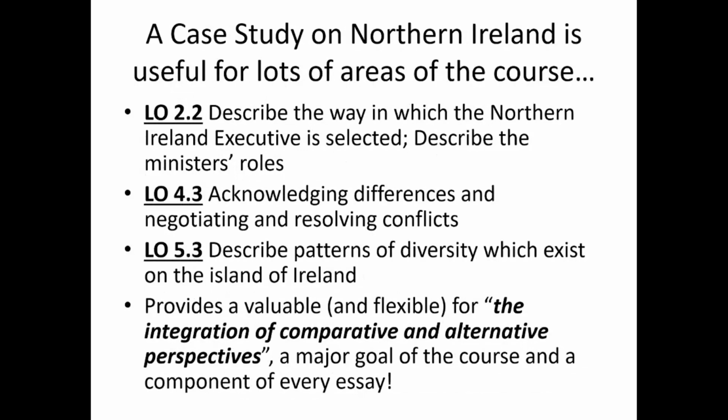Just to be specific to the spec again, we mentioned Learning Outcome 2.2, how the executive is selected, but there are also other areas where a case study on Northern Ireland can be very, very useful, particularly Learning Outcome 4.3, which is acknowledging differences and negotiating, resolving conflicts. Now, that can be on a very personal level, how you deal with that in a school setting, but thinking about if people who are intractably different in their political perspectives at least, nationalists and unionists, if they have been literally at each other's throats for decades and they can resolve their conflicts, surely you too can use that example to resolve some of your own.